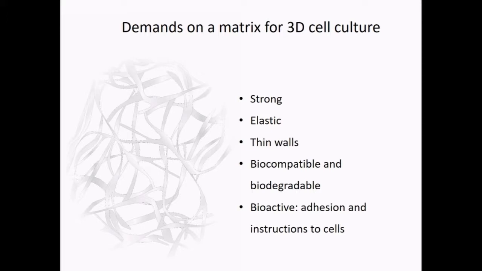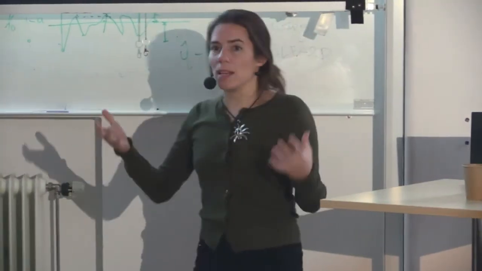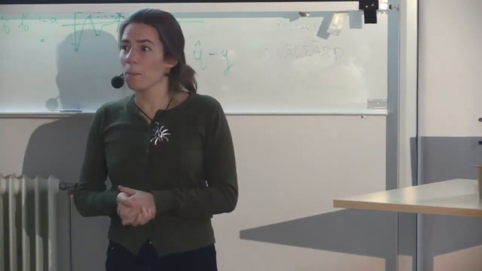And if the cells get in such an environment, they will get the signal that they are in the right place, and they will produce their own extracellular matrix. And then it's of course good that the framework they had from the beginning is degraded and replaced by their own natural extracellular matrix. So these first things here, strong, elastic, and thin, that's exactly spider silk, right? And spider silk is also degradable.